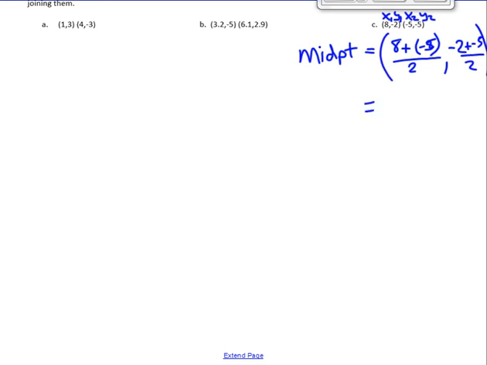8 plus -5 is 3 halves. -2 plus -5 is -7 halves. 3 halves you can write as a decimal, 1.5. -7 halves you can write as a decimal, -3.5. And that's the midpoint. It should match up with the graph that you had on the other side.